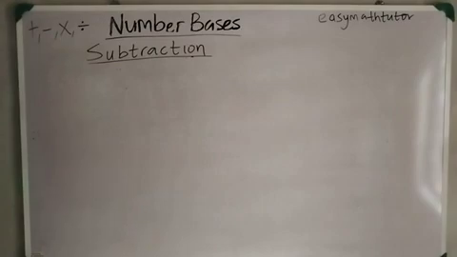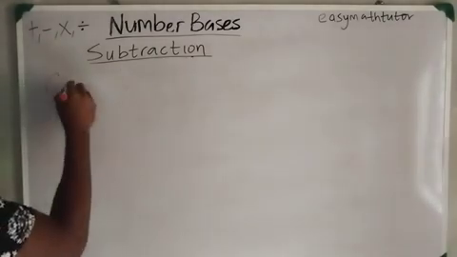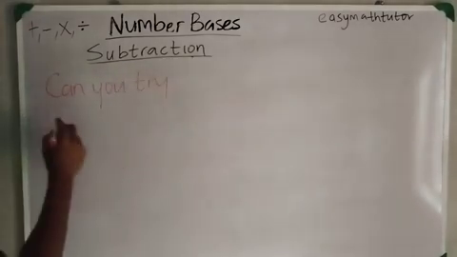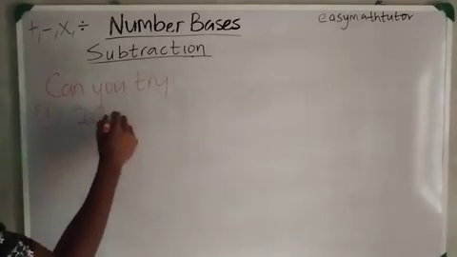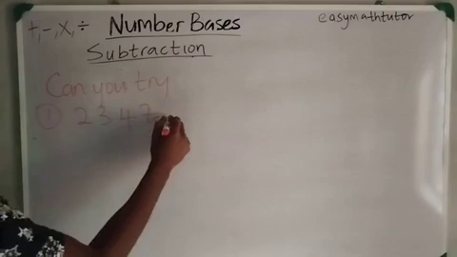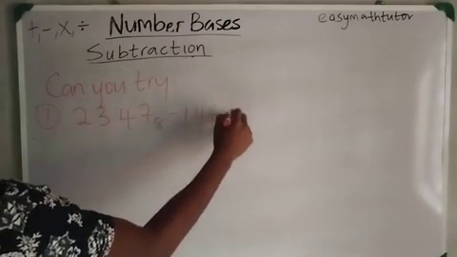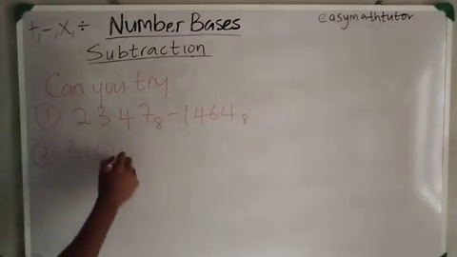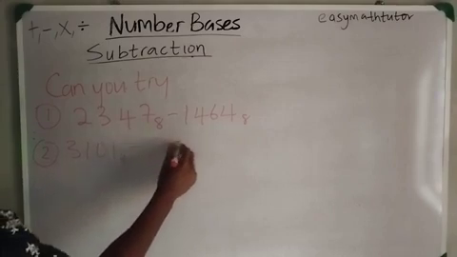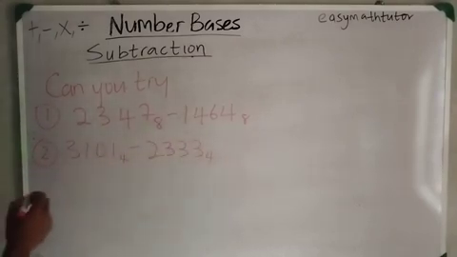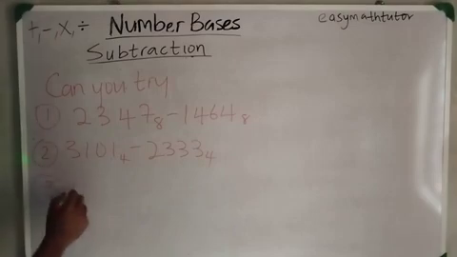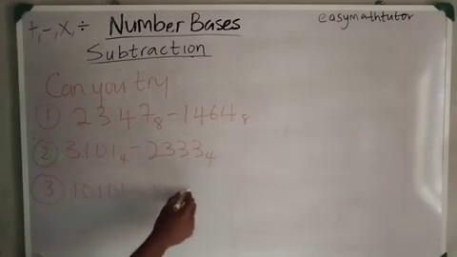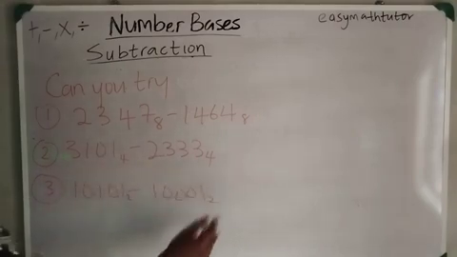Now, can you try? Try and subtract these numbers from each other in the respective bases. We have 2,347 in base 8 minus 1,464 in base 8. And also we have 3,101 in base 4 minus 2,333 in base 4. Lastly, also try and solve 10,101 minus 10,001, both in base 2.